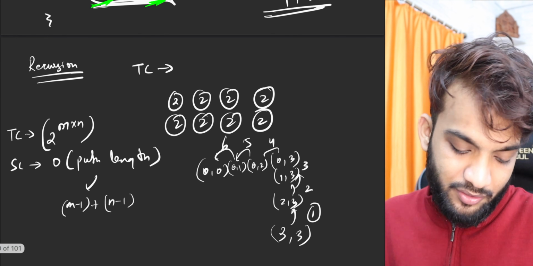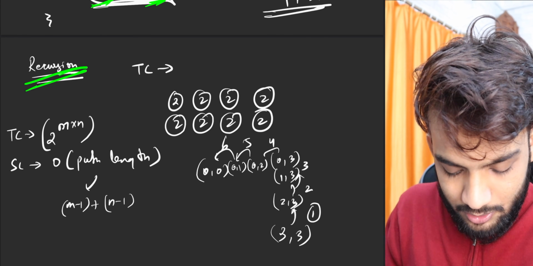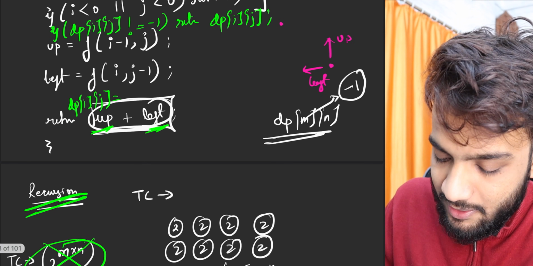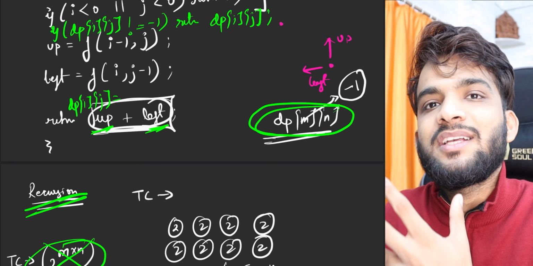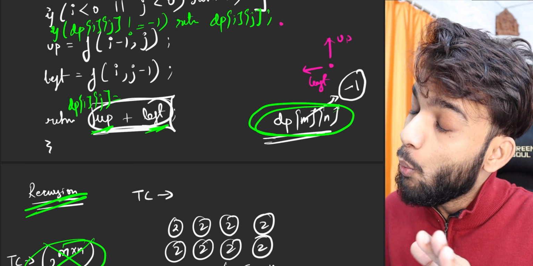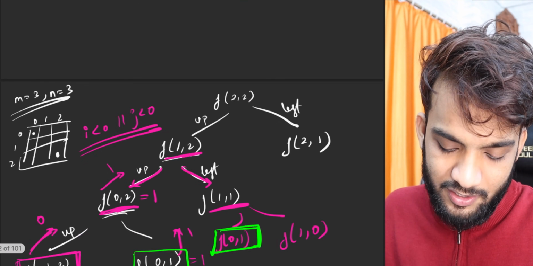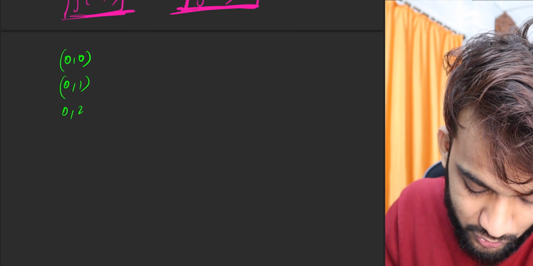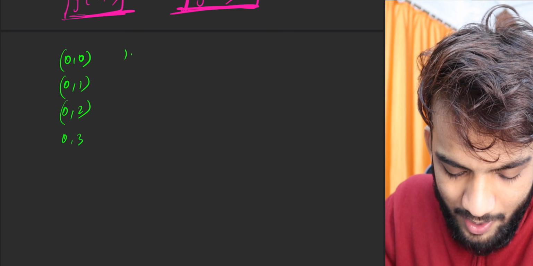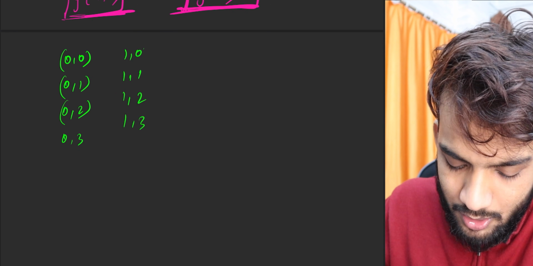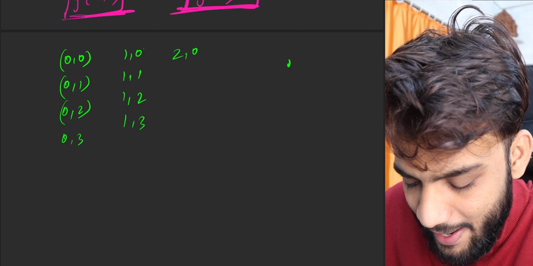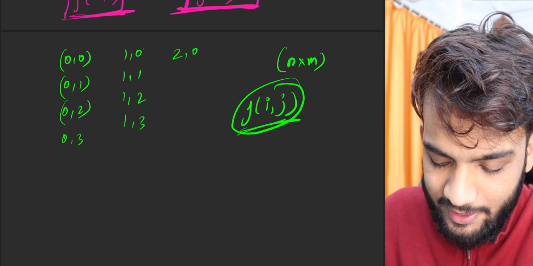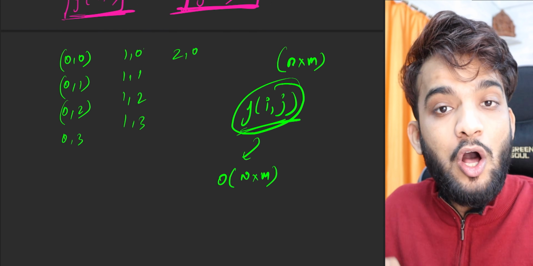And if you've converted a recursive solution to a memoization solution, the time complexity will be no more exponential. Rather, it will be the number of states, because at max you can have a call for 0, 0, 0, 1, 0, 2. Like what calls can you have? If I ask you in very generic terms, you can have a call for 0, 0, you can have a call for 0, 1, you can have a call for 0, 2, 0, 3. Similarly, you can have a call for 1, 0, 1, 1, 1, 2, 1, 3, 2, 0, and so on. So I can say at max you can have n cross m. Like what are the maximum calls of f of ij you can have? You can have at max of n cross m calls for recursion.